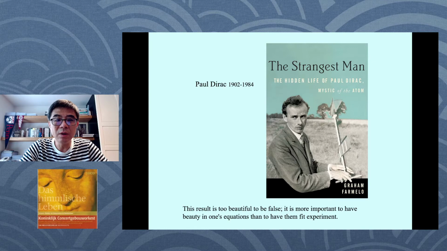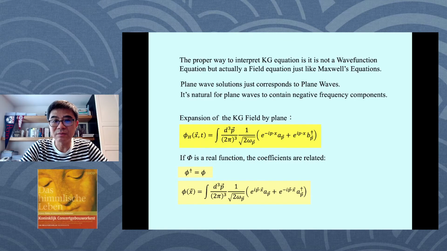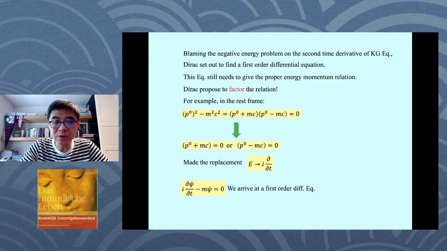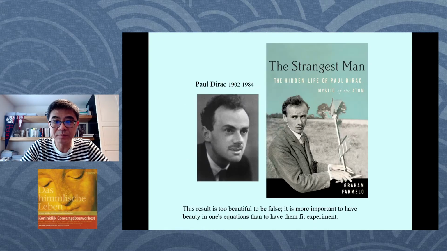At that moment, Paul Dirac did not know this solution by quantum field theory. He still thinks he needs a relativistic wave equation. And his prescription is much different from what we did here.